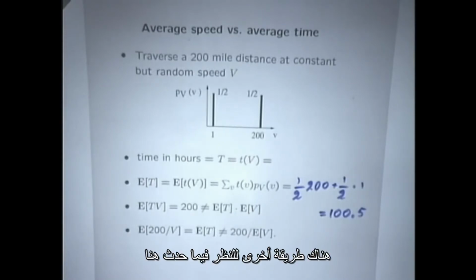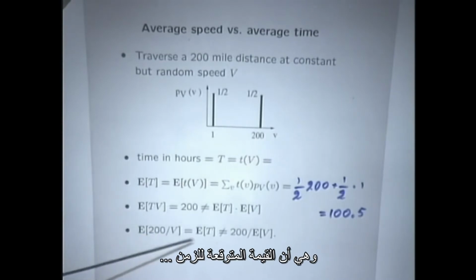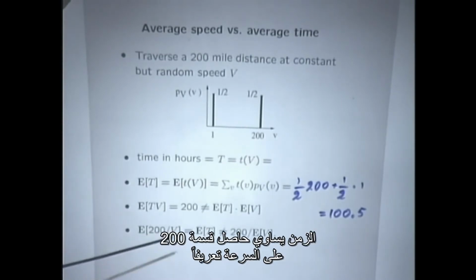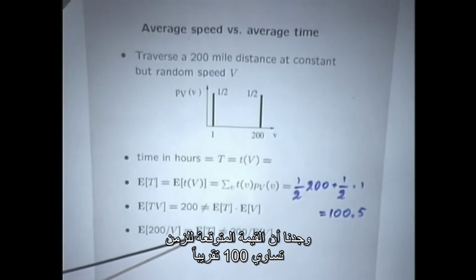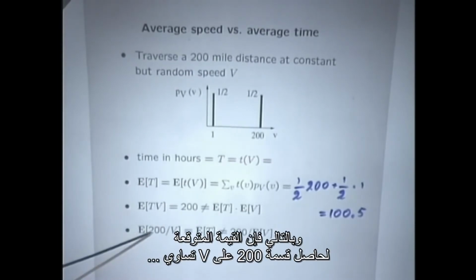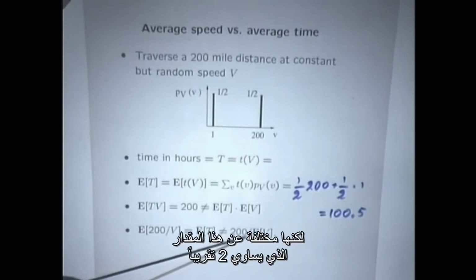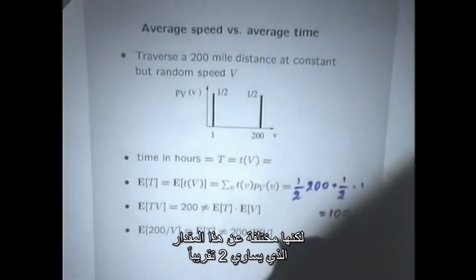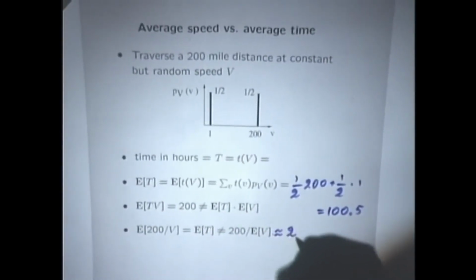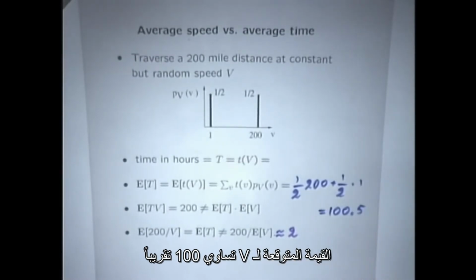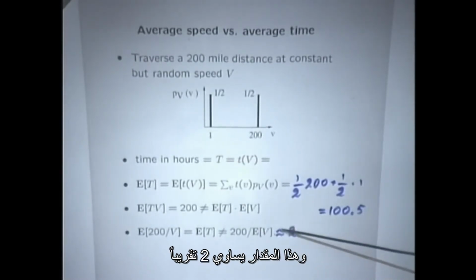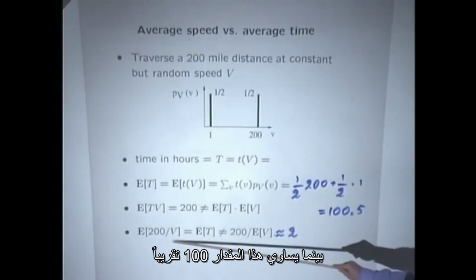Another way to look at what's happening here is the expected value of the time. Time, by definition, is 200 over the speed. Expected value of the time, we found it to be about 100. And so expected value of 200 over v is about 100. But it's different from this quantity here, which is roughly equal to 2, right? So 200 over expected value of v is about 100, so this quantity is about equal to 2, whereas this quantity up here is about 100.